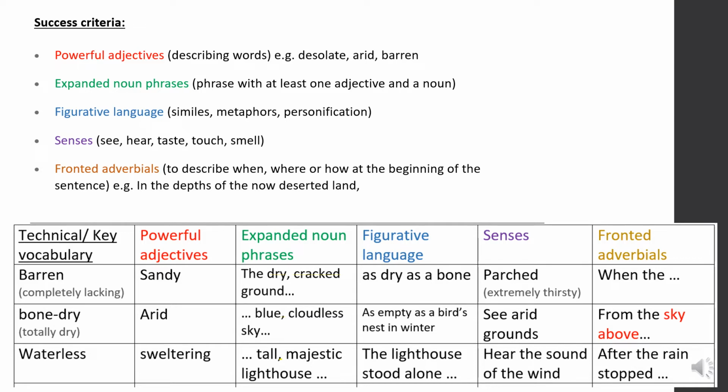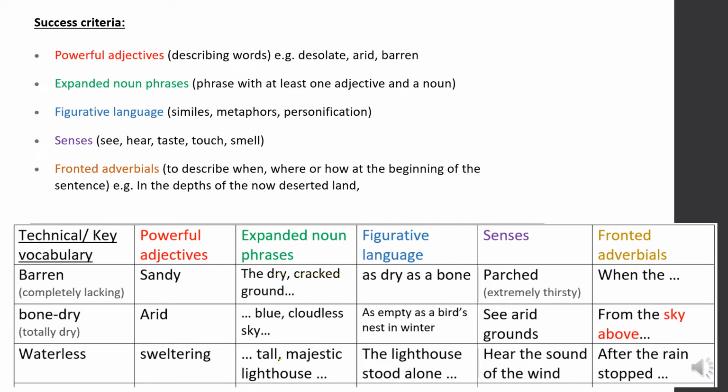The next is figurative language. That is similes, metaphors, and personification. The first example is a simile because it uses the word as, and it is comparing the dry land to a bone. As empty as a bird's nest in winter is also a simile because it's using as to compare the empty land to a bird's nest in winter.